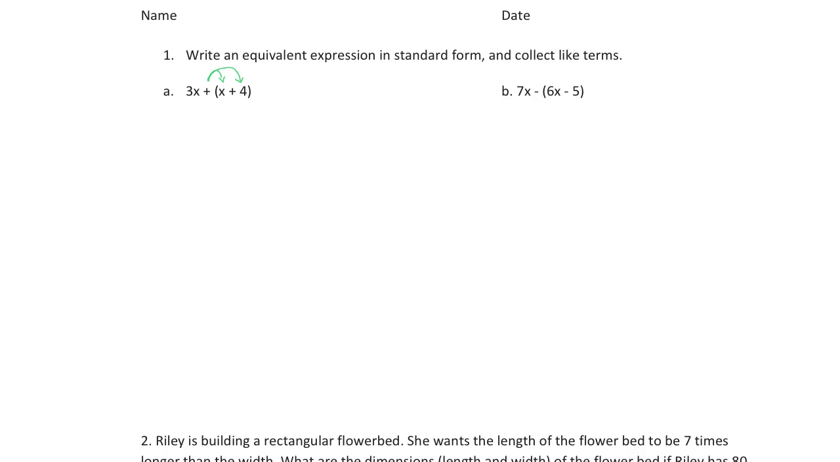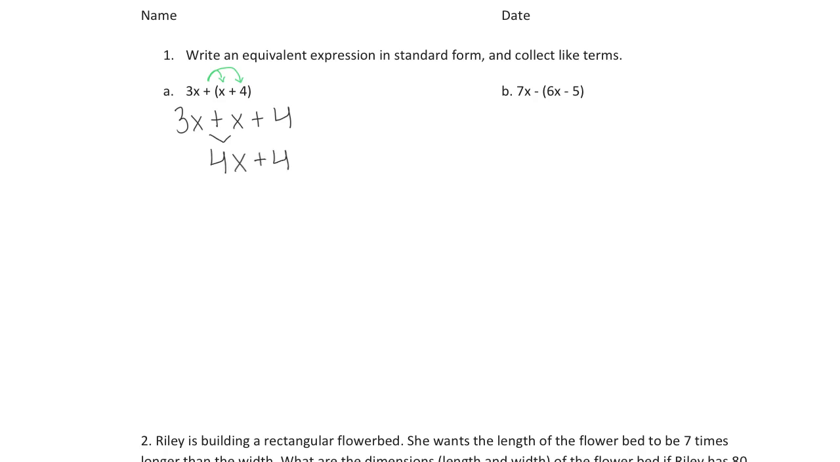Okay, when I distribute that sign, that means I have 3x plus x plus 4. Now that I've distributed my sign, I'm going to collect like terms. So I see that 3x plus x are the same term, and plus 4 is a different term. So I'm going to combine my x terms. 3x plus x is going to give me 4x, and then I have plus 4.